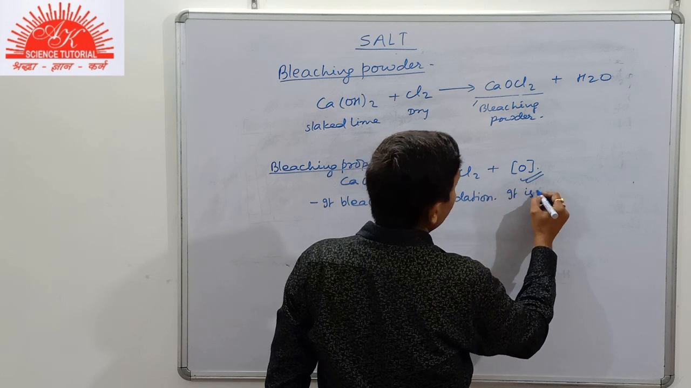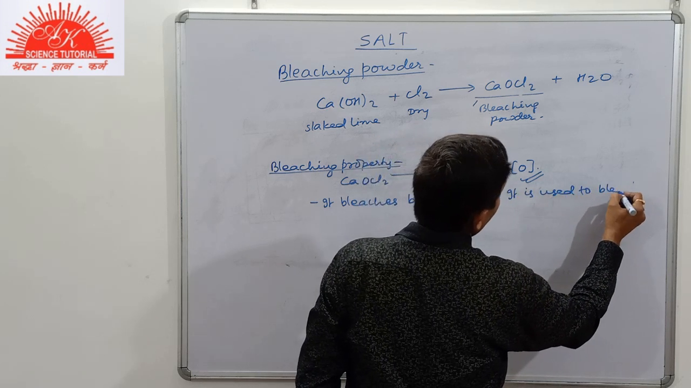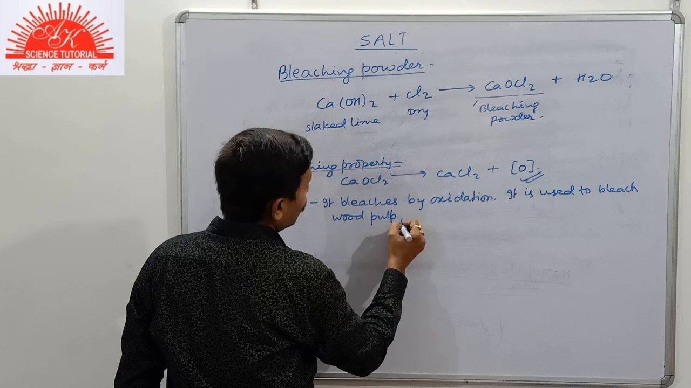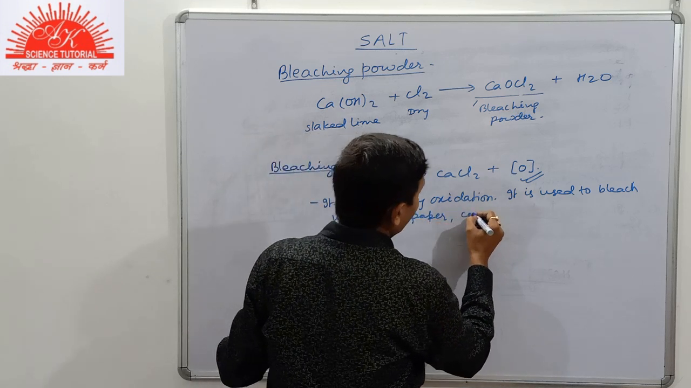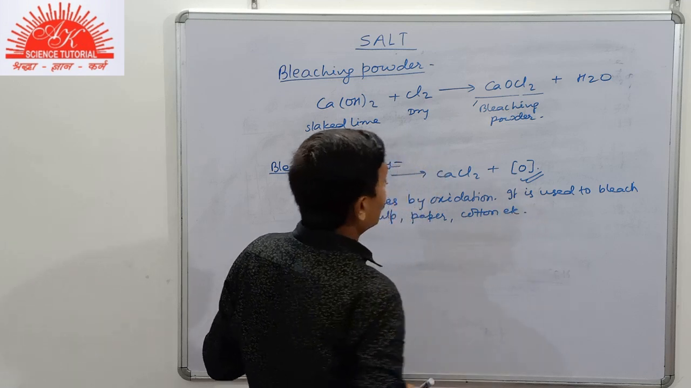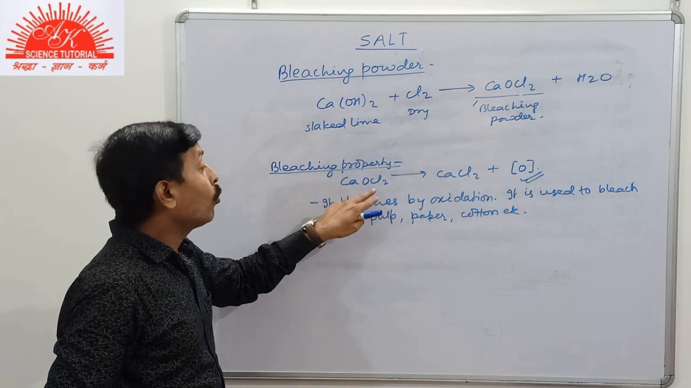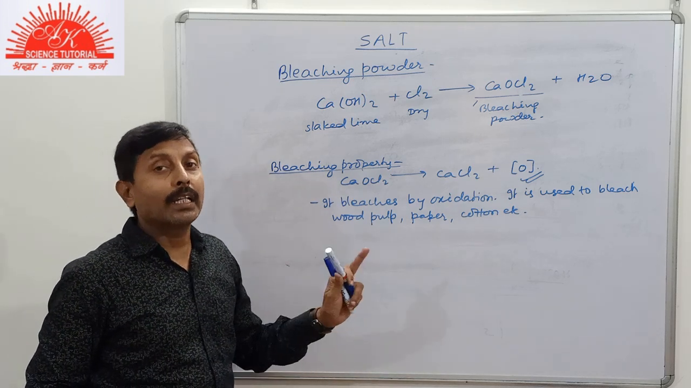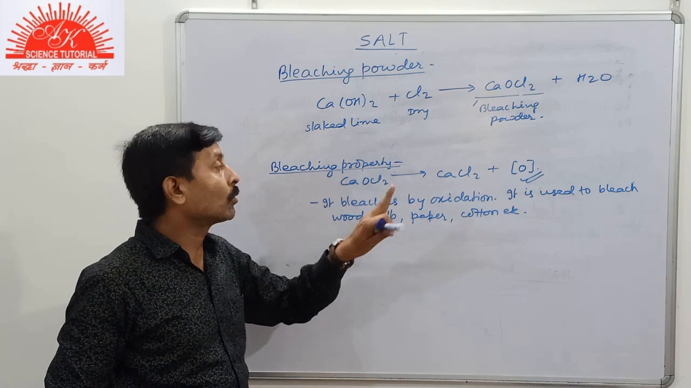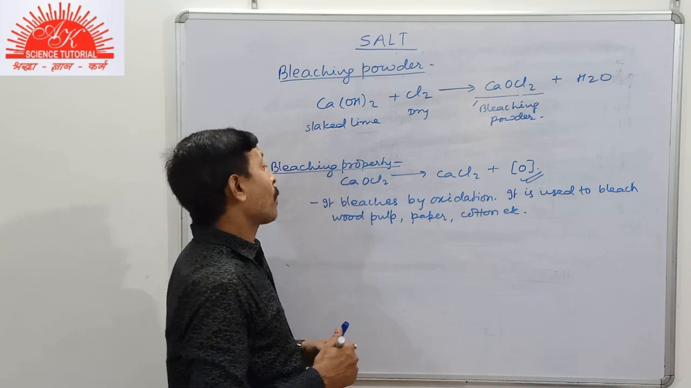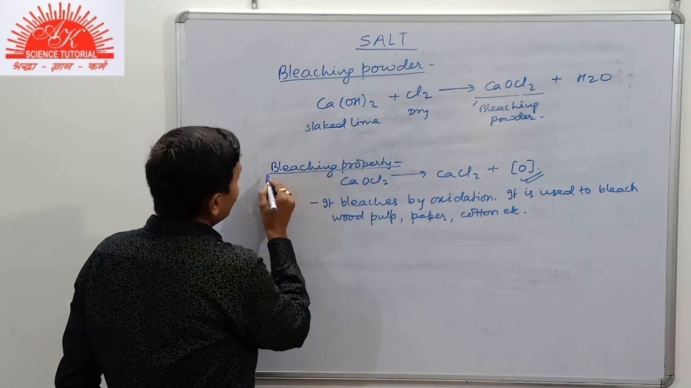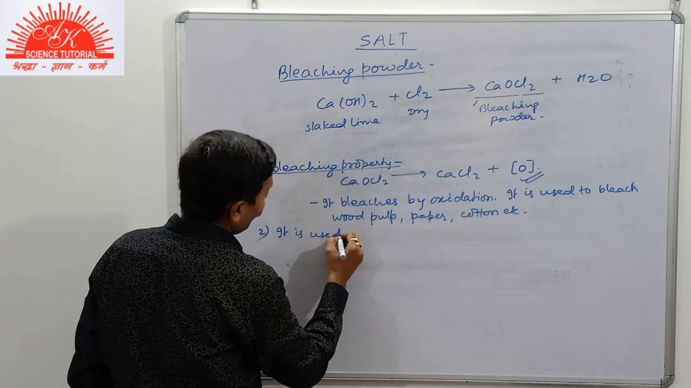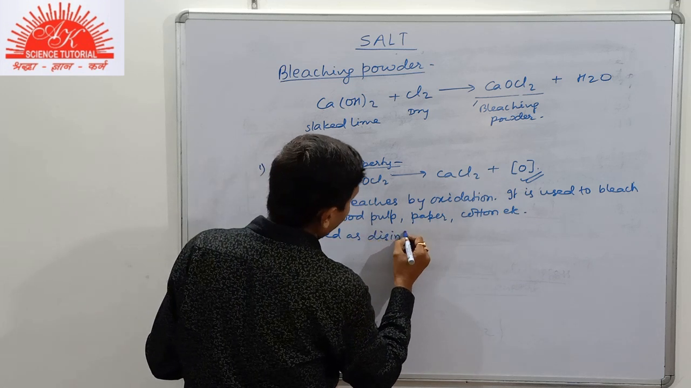So it is used to bleach wood pulp, paper, cotton, etc. But it is not used for bleaching fine fabrics, delicate fibers like silk or wool, because they will be damaged due to the strong oxidation. Now another use for it is as a disinfectant.